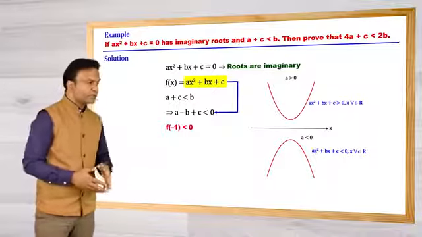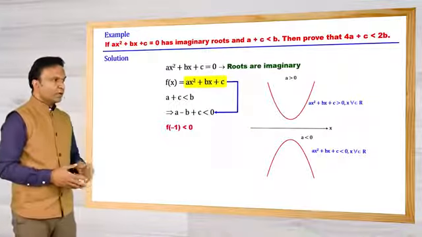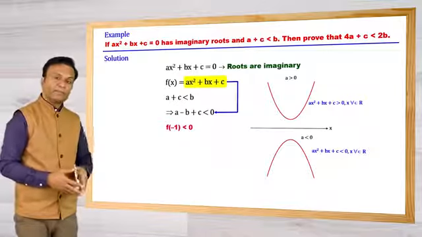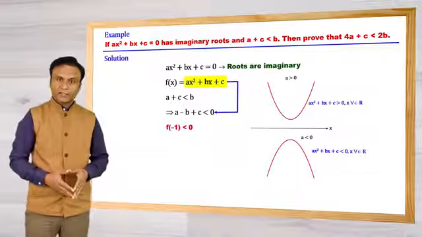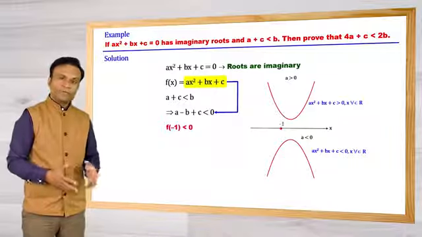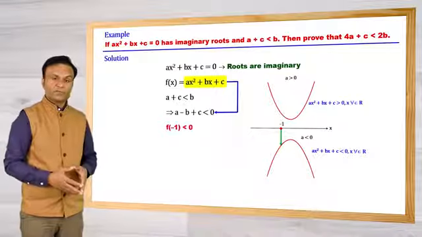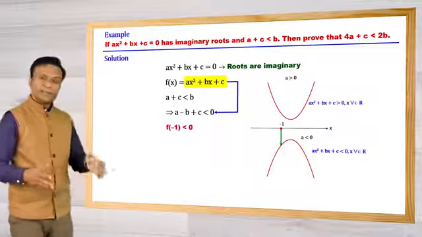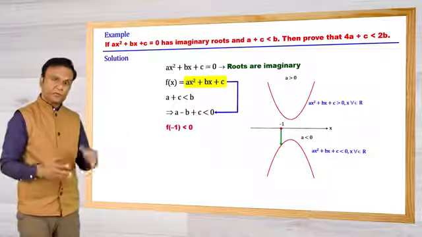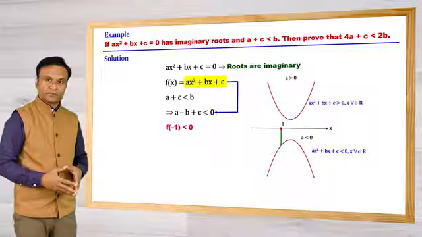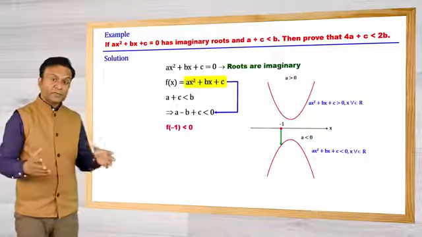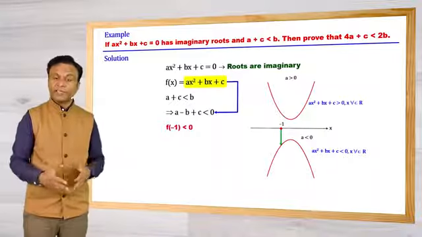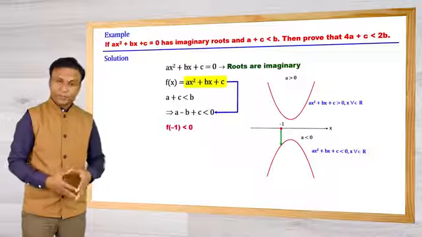In which graph is this possible? Obviously in the second graph, because in the first graph f(x) is always positive. So f of minus 1 less than 0 is possible only in the second graph. You can see how we are eliminating graphs from the given conditions. We have 6 possible graphs for a quadratic function. When a is positive, we have 3 graphs. When a is negative, we have again 3 graphs.